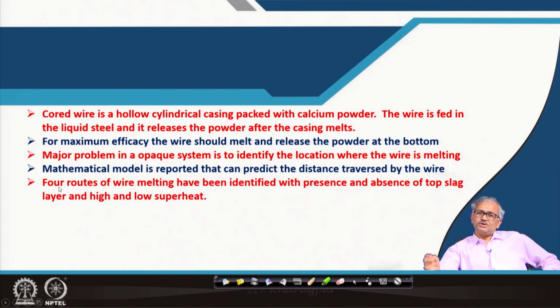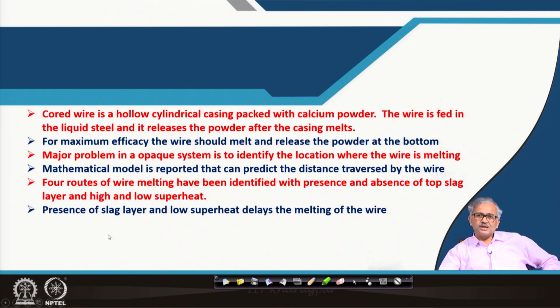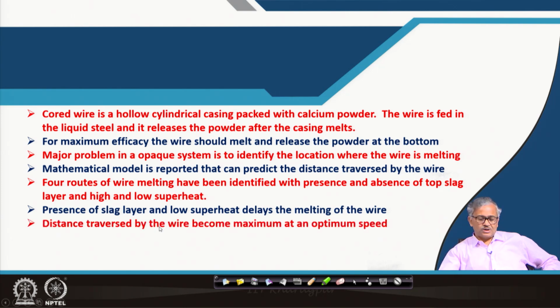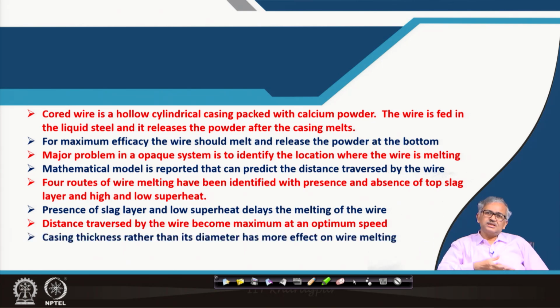And the model also gives four unique routes of wire melting based on whether the slag is present or not, and high and low superheat. Okay. And the presence of a slag layer and low superheat, it has been found, delays the melting of the wire, and the distance traversed by the wire becomes maximum at an optimum speed. It is not high or low, there is a certain optimum speed, and casing thickness has a more influence on the wire melting than its diameter.